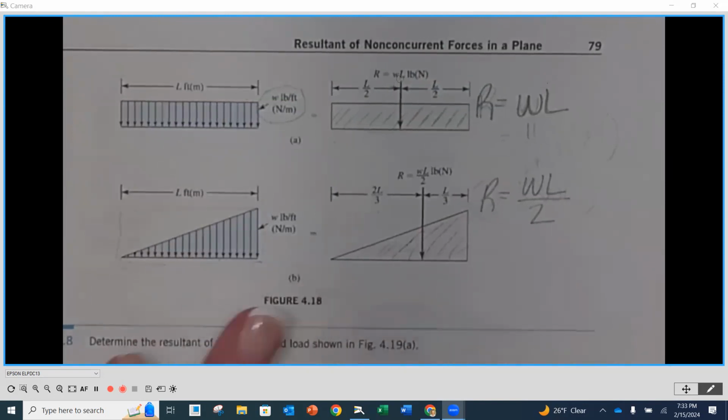So this page is going to come in handy, page 79, to go back to when you're dealing with either a rectangular or an evenly distributed load or a triangularly distributed load, and how to, number one, get the concentrated load, or to find its geometric center.